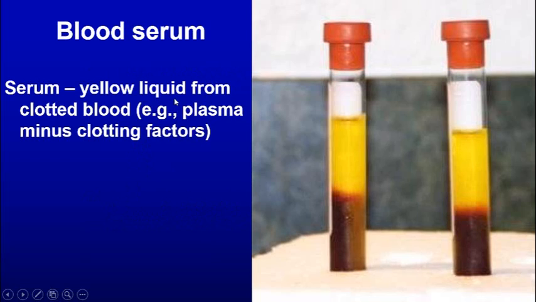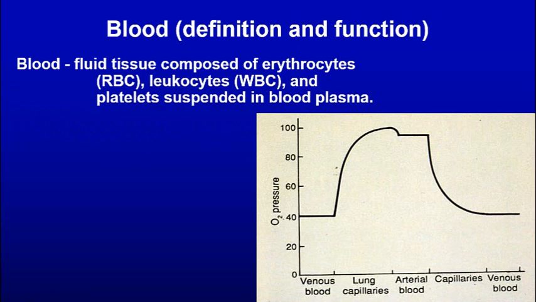Serum is a yellow liquid from clotted blood. So you let the blood clot, then spin it down. This yellow liquid here is serum, which is plasma minus the clotting factors. The clotting proteins are spun down through here, so this doesn't have the clotting factors, and you get serum without heparin. Now, blood is a liquid tissue composed of erythrocytes, red blood cells, leukocytes, white blood cells, and platelets suspended in the blood plasma.